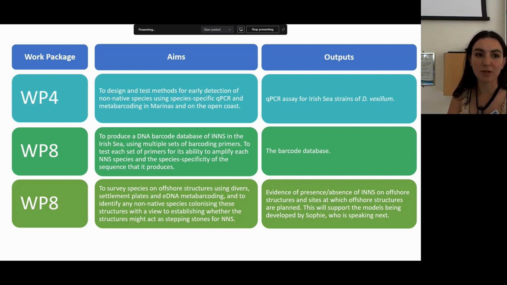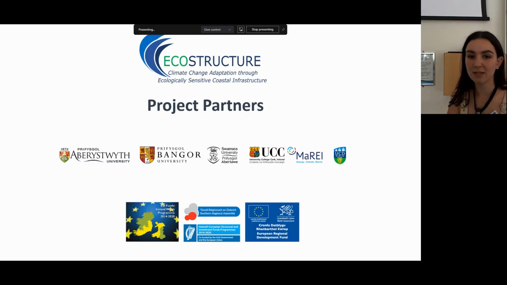So just again, to go back over the aims and outputs. The main outputs for work package 4 and 8 were the qPCR assay for Irish Sea strains of Didemnum vexillum, the barcoding database, and the evidence of presence or absence of invasive and non-native species on offshore structures.